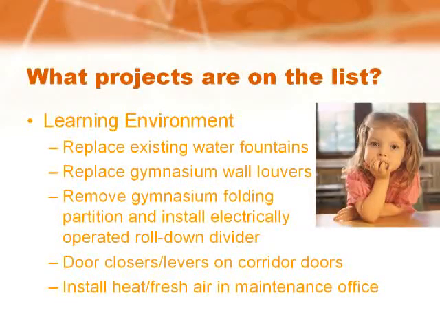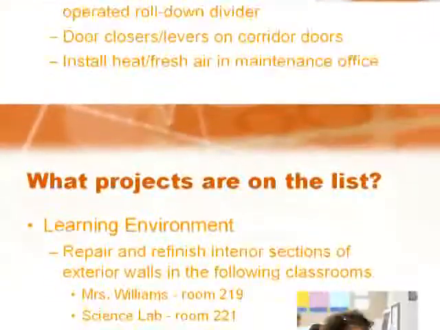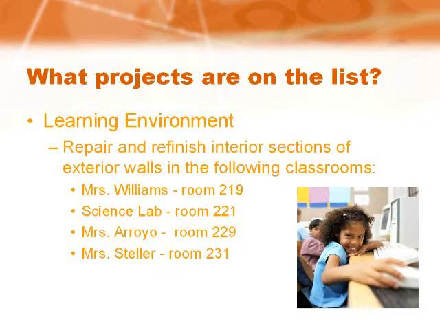The next several slides cover improvements being made throughout the learning environment for students and staff. First is replacing the existing water fountains, replacing the gymnasium air exhaust fans, removing the gymnasium folding partition and installing a roll-down divider, replacing all the door closers and levers on corridor doors, and installing a heat fresh air system for the maintenance office.